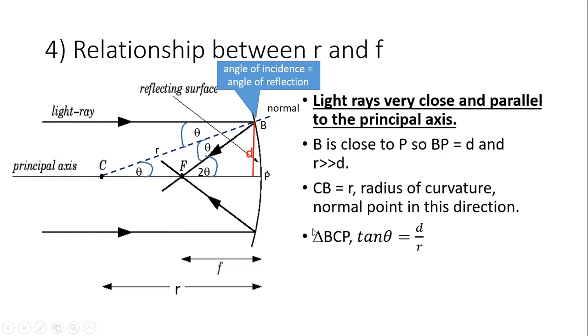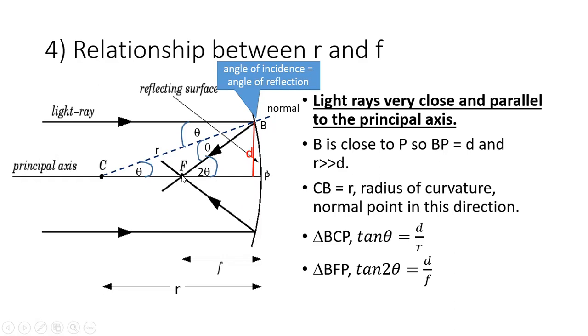Okay, BCP. BCP is a triangle. Tangent theta is just BP over that one. That one is the radius of curvature. Remember, BP is very close to each other. That vertical line is basically on P, if you like. That's the reason why we use the tangent. That is your D. This is your R, or very close to R. So D over R.